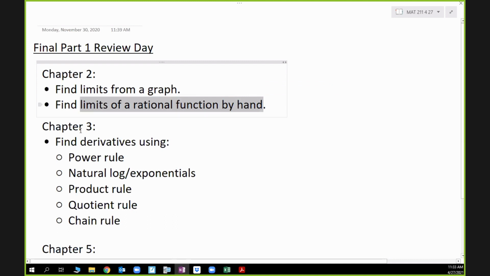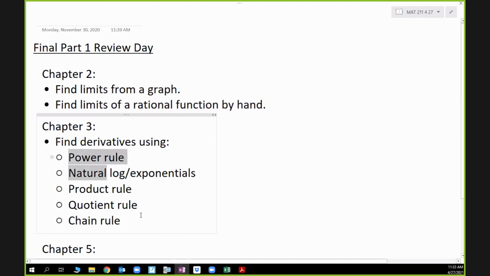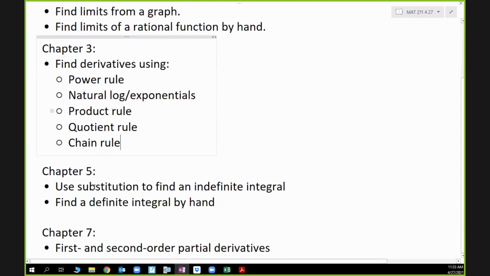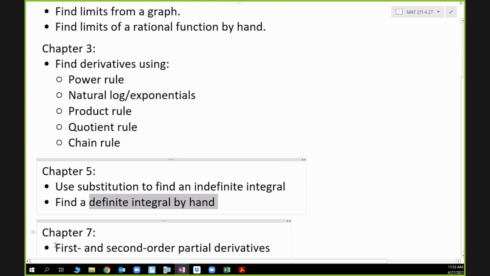We have chapter 3, there are going to be 5 derivative problems using a combination of all of the derivative rules that we know. In chapter 5, we have 2 integral problems. One is finding an indefinite integral using substitution, and one is finding a definite integral by hand. And then chapter 7, there are 2 questions, first and second order partial derivatives.